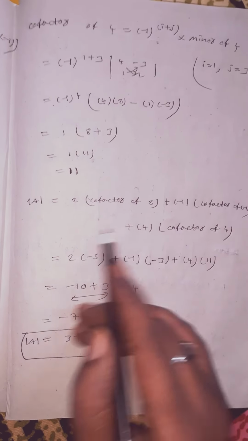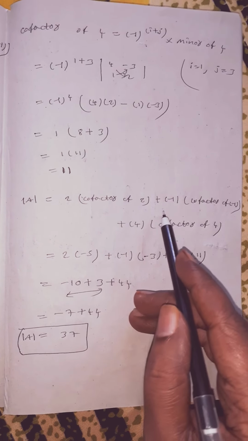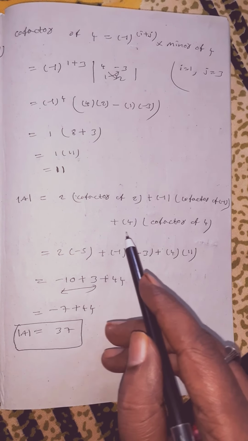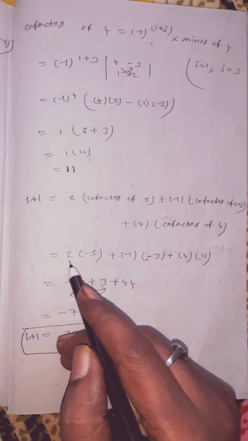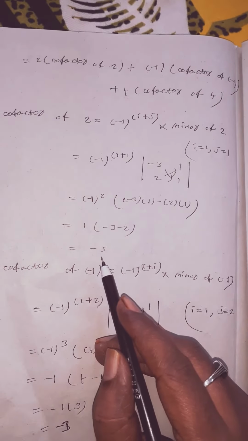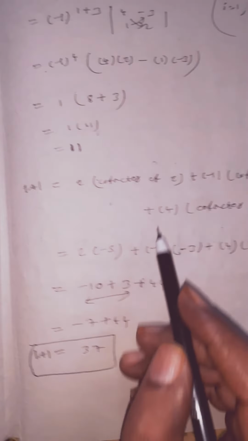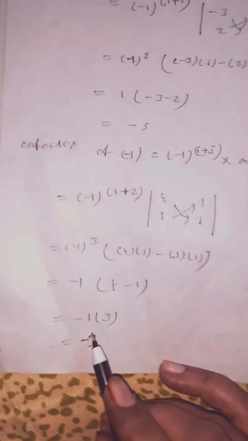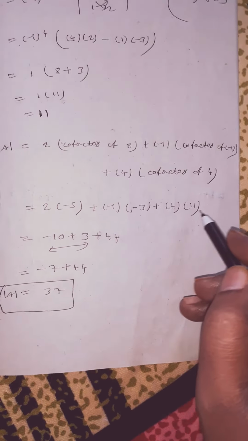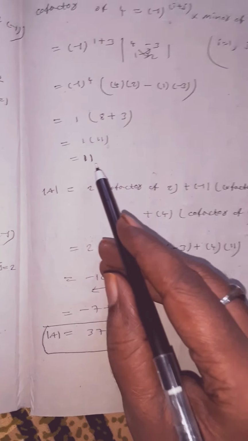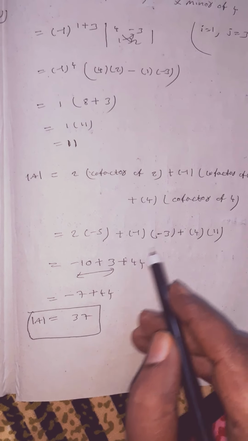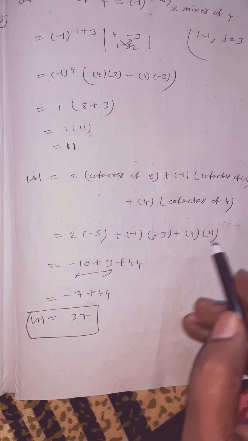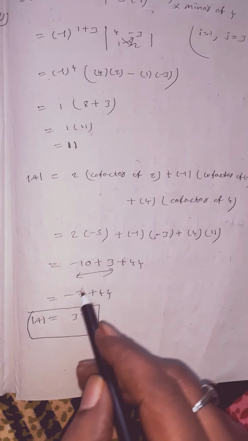So the determinant is equal to 2 into cofactor of 2 plus minus 1 into cofactor of minus 1 plus 4 into cofactor of 4. I wrote 2 as it is; the cofactor of 2 we got is minus 5, plus minus 1 into the cofactor of minus 1, which is minus 3, plus 4 into the cofactor of 4, which is 11. So 2 into minus 5 is minus 10, minus 1 into minus 3 is plus 3, 4 into 11 is 44. So minus 10 plus 3 is minus 7.